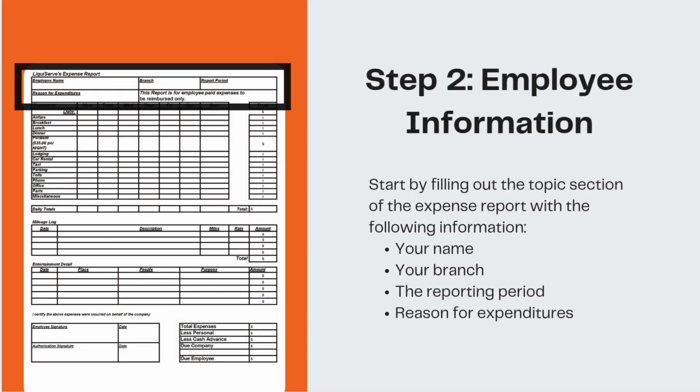Once you have located the report, the first thing you will do is fill out the top section of the report with your name, your branch, the current reporting period, and the reason you're submitting an expense report. Let's follow along with John as he completes his expense report.